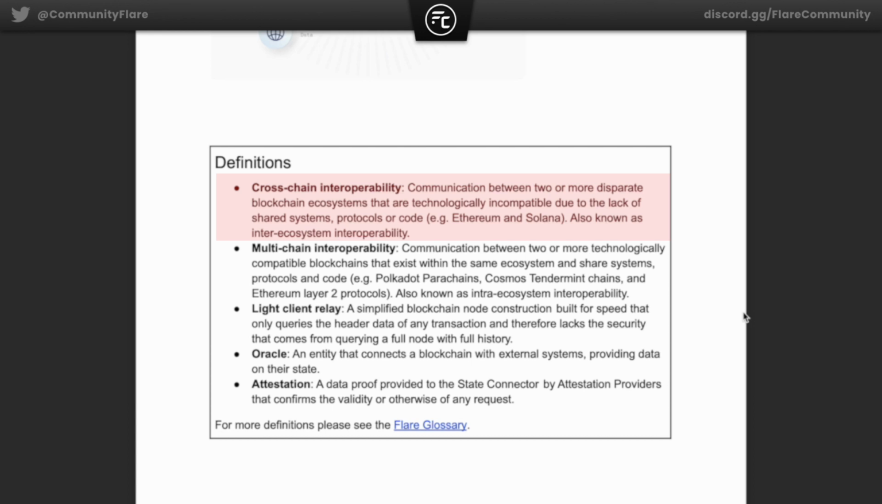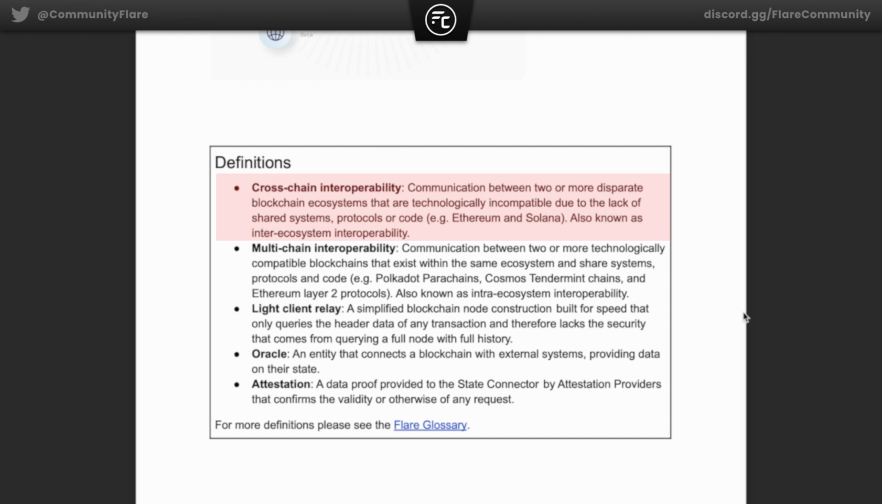Then we have multi-chain interoperability. This is the communication between two or more technologically compatible blockchains that exist within the same ecosystem and share systems, protocols, and code. For example, Polkadot parachains, Cosmos Tendermint chains, and Ethereum Layer 2 protocols. This is also known as intra-ecosystem interoperability.